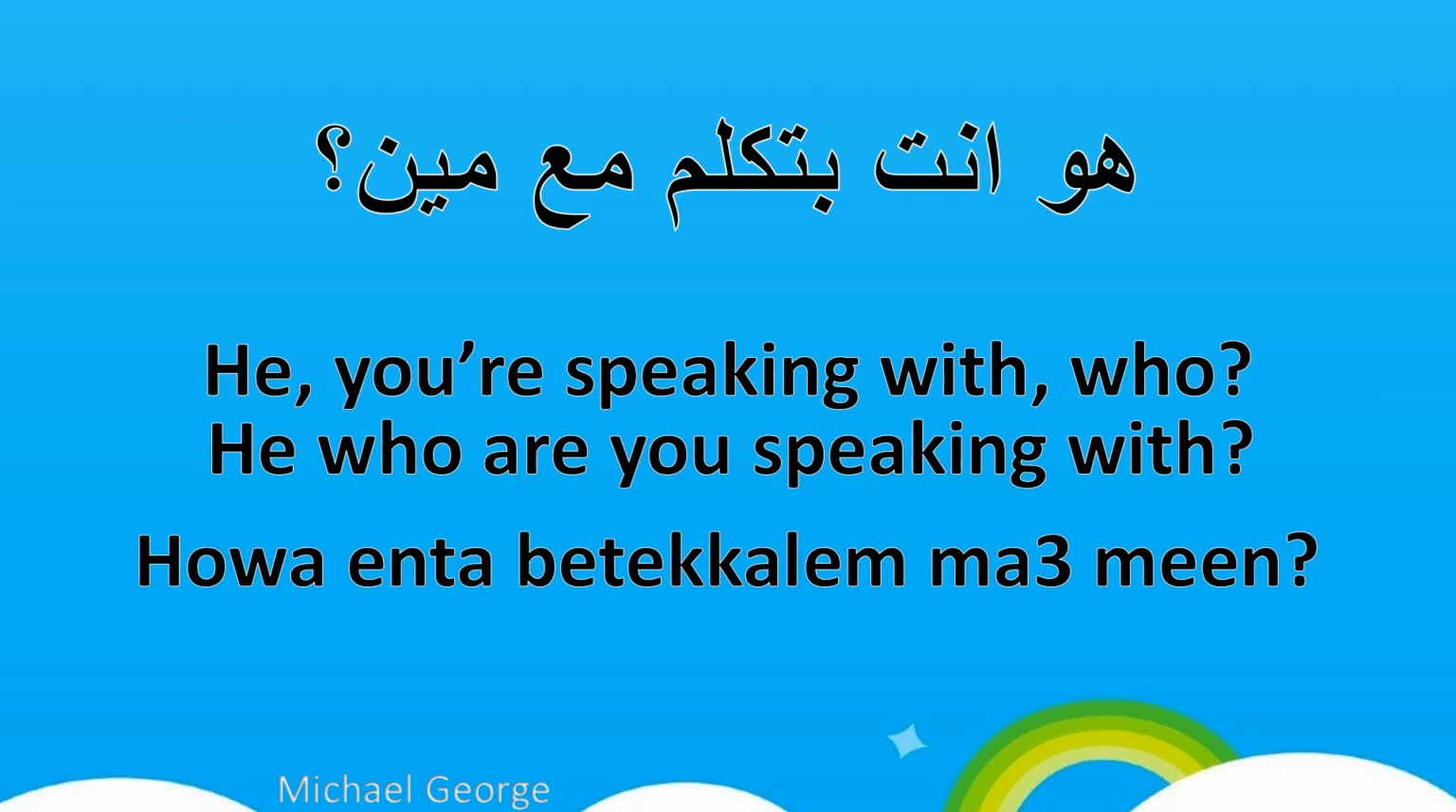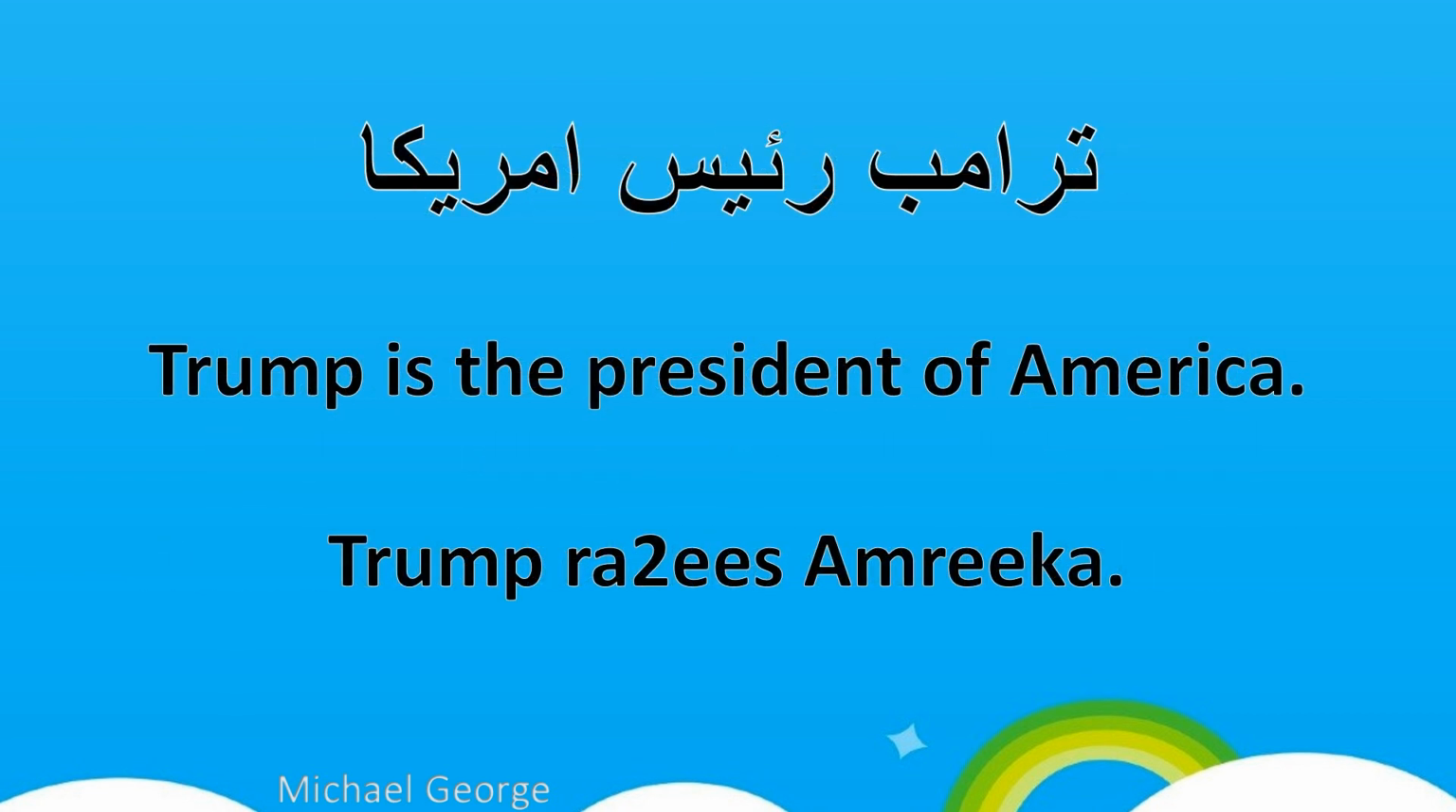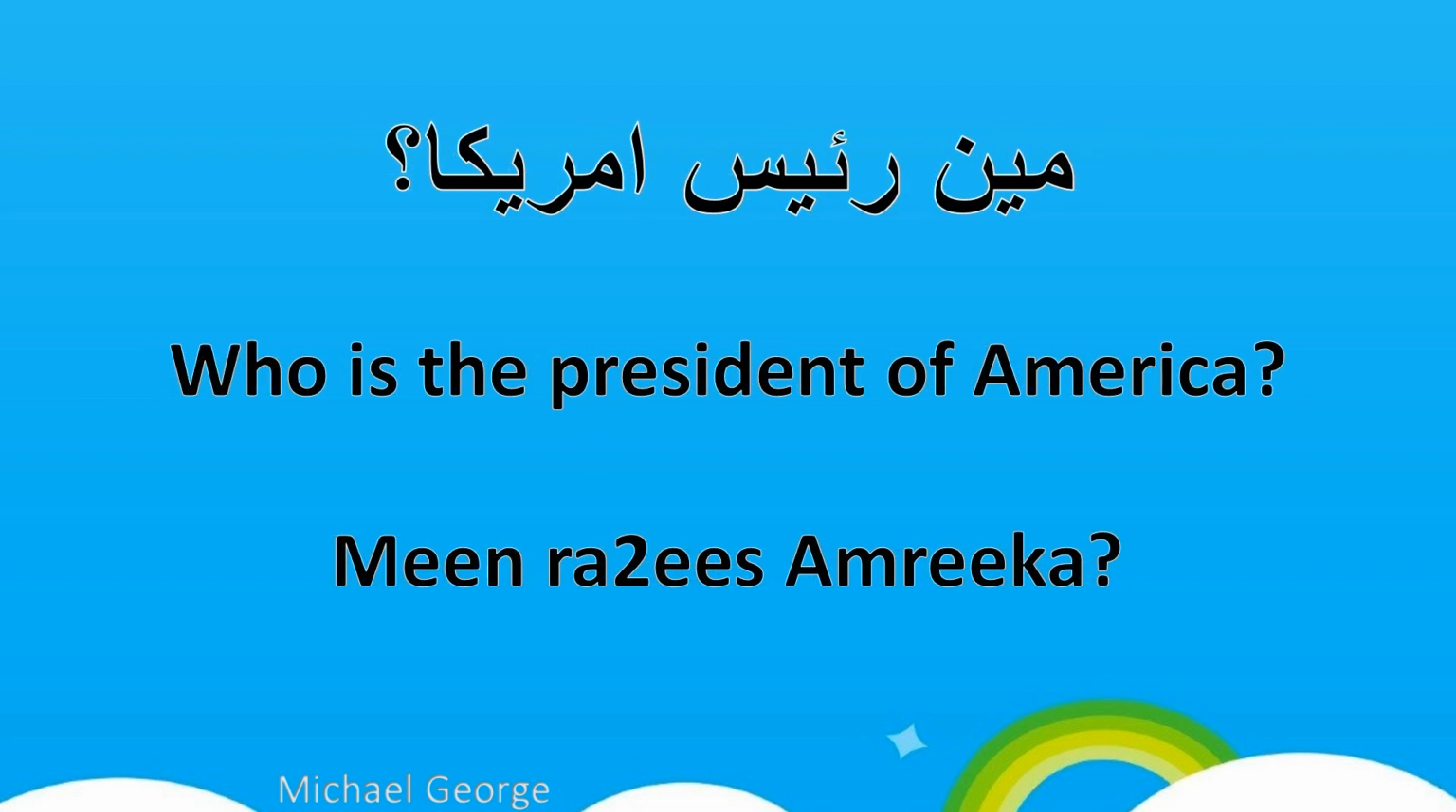هو أنت بتتكلم مع مين؟ Let's take another example. Trump رئيس أمريكا. Now we would like to ask, who is the President of America? This means we are asking about Mr. Trump, so I'm going to remove this word and replace it with the word مين. مين رئيس أمريكا.